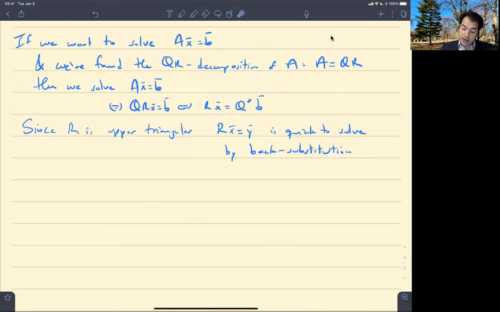Now, another advantage is that Q is an isometry. So Q star is also an isometry, right? Q star is just the inverse of Q.